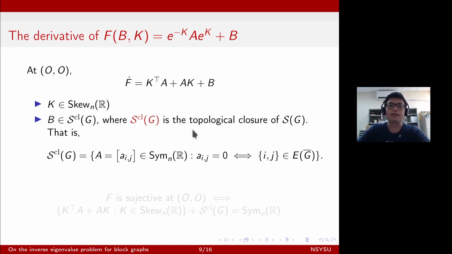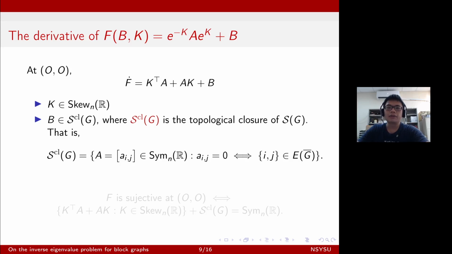What is the derivative of the perturbation function here? You can use the product rule to take the derivative of this one. It will give you minus k, which is k transpose. And recall that when k is equal to 0, it is the identity. So here is an identity. So the product rule will give you the derivative of this matrix here. And the derivative of b is still b itself. So at 0, 0, this is the derivative of the perturbation function, where K is a skew symmetric matrix and B is a matrix in the set S we defined in the previous slide.